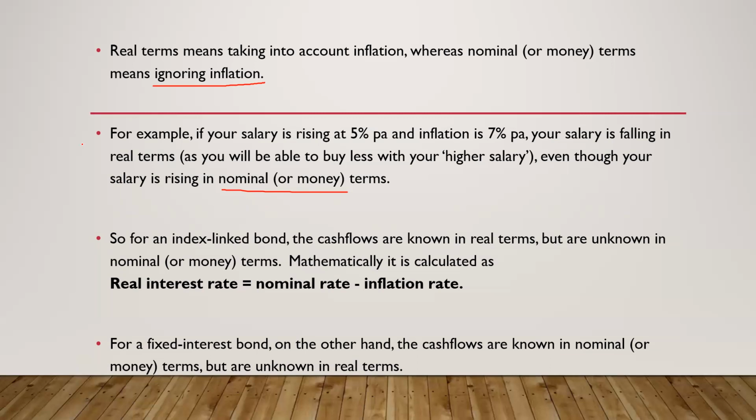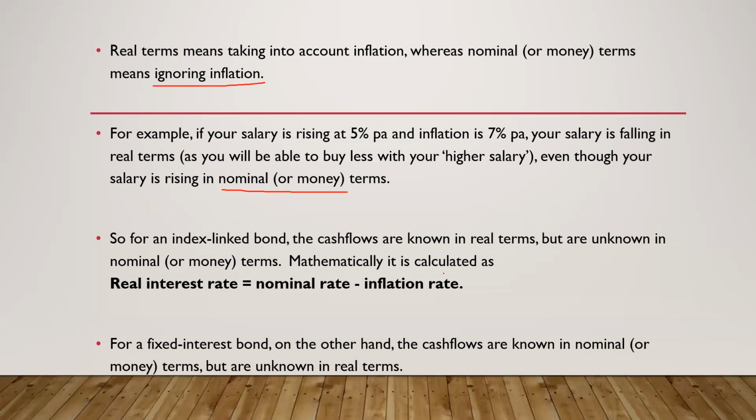So the purchasing power with respect to your salary would also fall. Okay. So this inflation normally determines the cost of living. That is a big criteria that determines your index-linked security. So for an index-linked bond, the cash flows are known in real terms but are unknown in nominal or money terms.